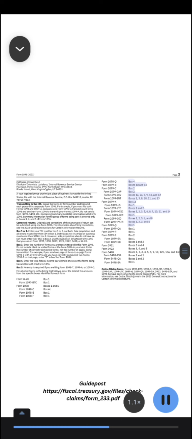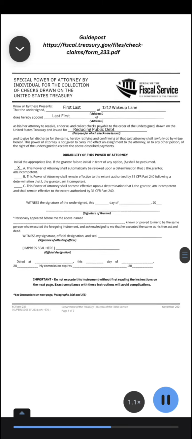Form 5498 SA2. Box 4, Boxes 1D and 13, Box 2, Boxes 1A, 2A, 3, 9, 10, and 12, Boxes 1, 3, 8, 10, 11, and 13, Box 1A, Box 1, Boxes 1 and 2, Boxes 1, 2, 3, 5, 6, 8, 9, 10, 11, and 14, Box 1, Boxes 1, 2, 5, 6, and 8, Boxes 1, 2, 3, and 5, Box 1, Box 2, Boxes 3 and 4, Boxes 3, 4, and 5, Boxes 1, 2, 3, 4, 5, 8, 9, 10, 12B, 13A, and 14A, Boxes 1 and 2, Box 1.